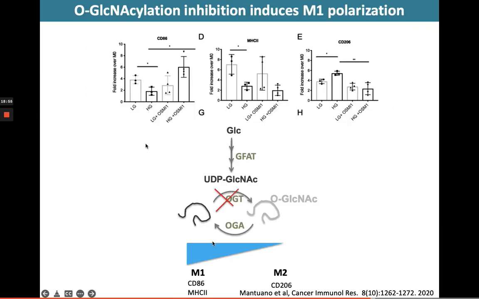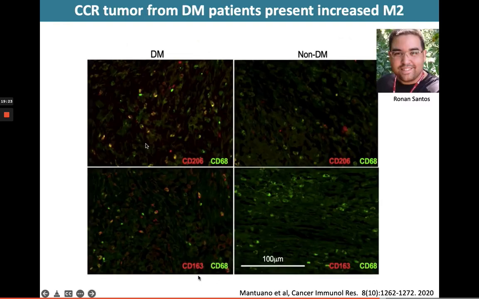And on the other side, if we inhibit the OGT, decreasing the O-GlcNAcylation, we see a decrease in the M2 marker CD206 and an increase in the M1 marker CD86. Therefore, we can see that if we decrease the O-GlcNAcylation, we induce the M1 phenotype.